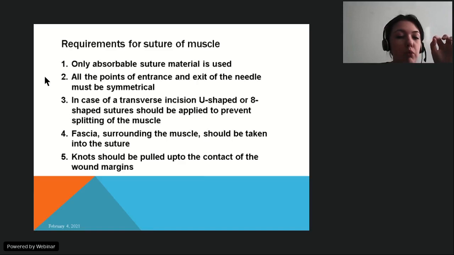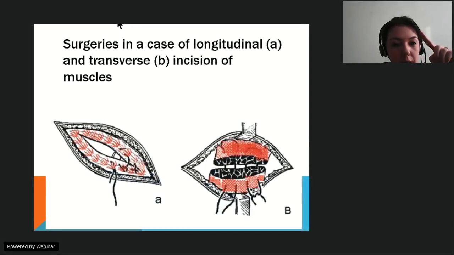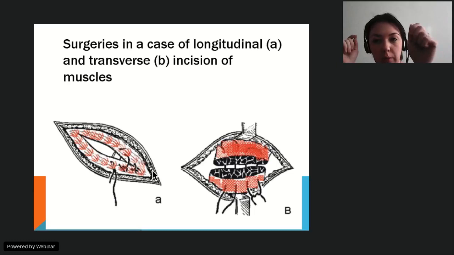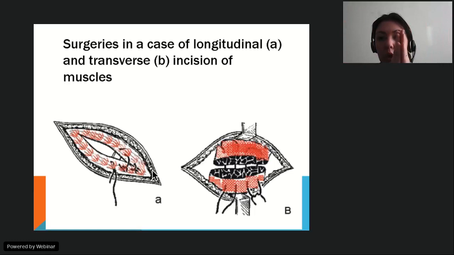So look, here you can see how to apply sutures in case of longitudinal and transverse incision of muscles. If we made a longitudinal incision, so fibers are going longitudinally, then we can just apply simple interrupted sutures. We make a suture, we pull and tie the knot, and fibers will join each other. If we made a transverse incision of the muscle, sometimes it is required, though in most cases we try to avoid it, but sometimes it is required.